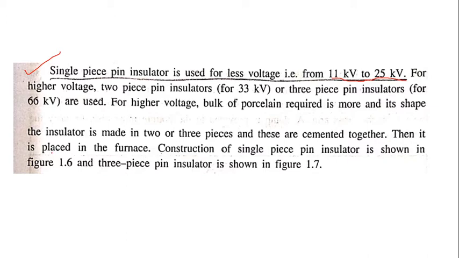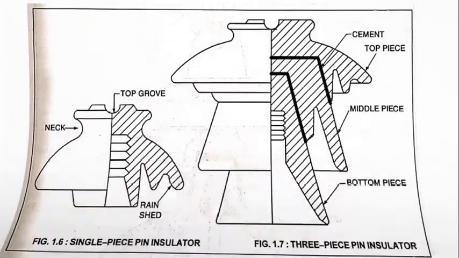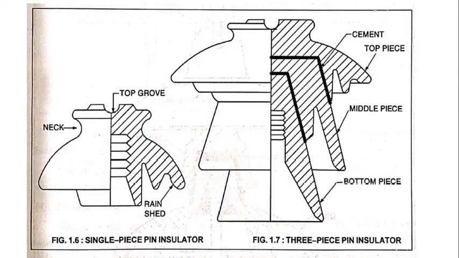Then it is placed in the furnace, and the construction of a single piece pin insulator is shown in the figure. Let's see the figure first. A 3 piece pin insulator is also shown in figure 1.7. So this is figure 1.6 and this is 1.7. Here we can see the 3 piece pin type insulator, and this is the single piece pin type insulator. Here we have the top groove, this is the neck, this is the rain shed from where the water is going to fall down, and this lower portion is not going to be affected. Again, this is the cement, or top piece. Over here we can see the groove, then after this the middle piece and bottom piece. So there are a total of 3 pieces.